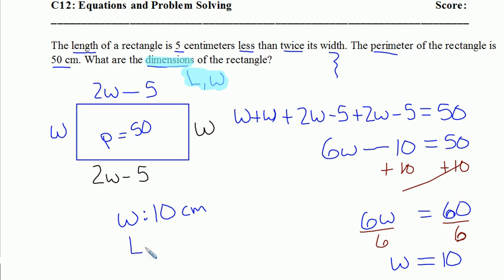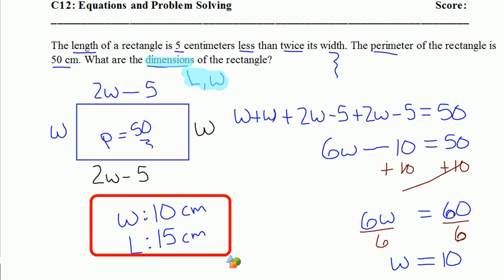And our length is, well, if I take 10 and plug it in here, 2 times 10 is 20, minus 5 is 15. 10 and 15 centimeters. If we check this, if we add up 2 widths and 2 lengths, we'd have 20 plus 30. That does equal 50, so that's a pretty good check. And we have our final answer. Our width is 10 centimeters, and our length is 15 centimeters.